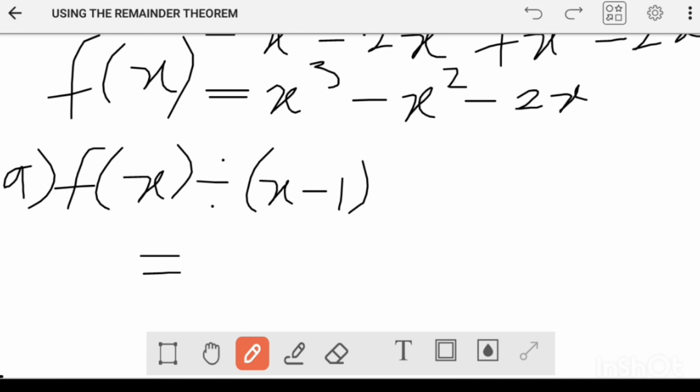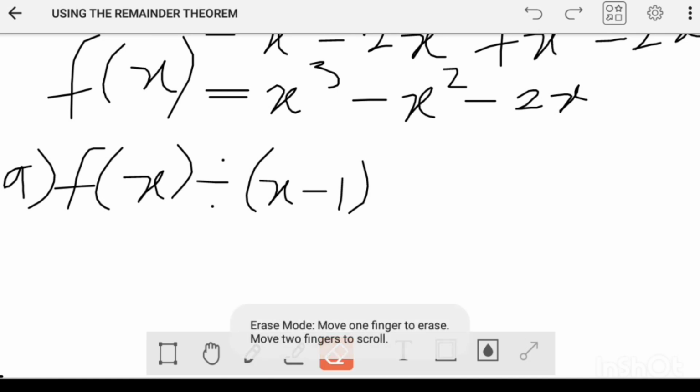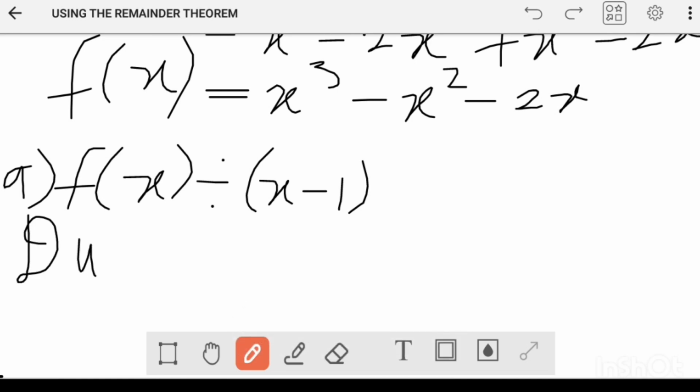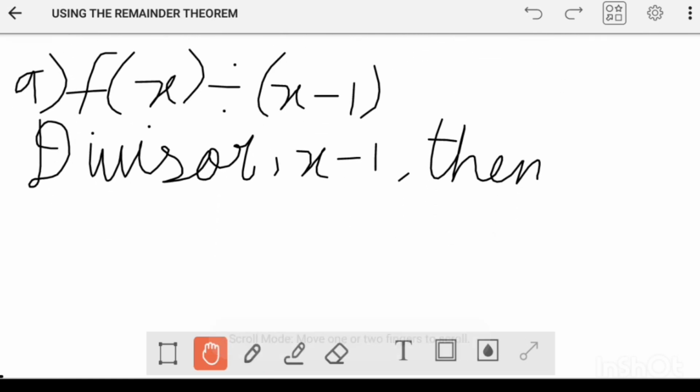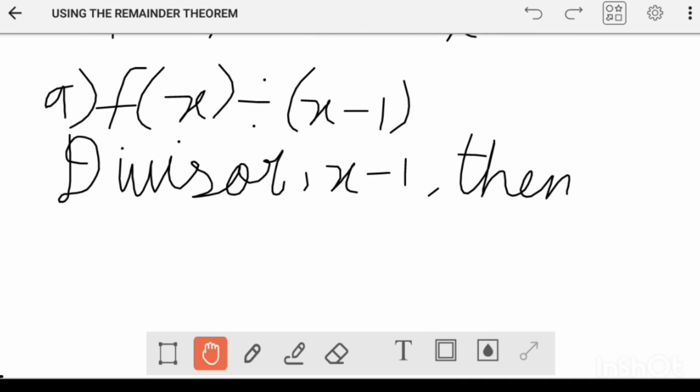So this means that we now have to find a function because we are using what we call the remainder theorem. That's what we are using here. So the divisor is actually x minus 1. We can write the divisor here as x minus 1. So what we now do is to find the function. Of course we have x minus 1, and we write the remainder R, because we're asked to find the remainder when it is being divided.